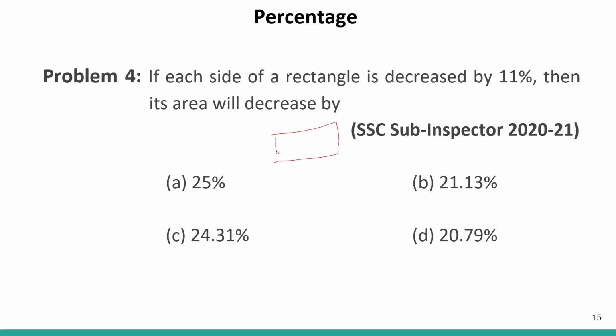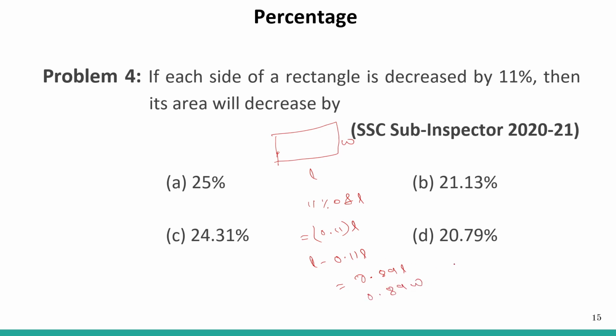Okay, each side of the rectangle is decreased by 11%. So if the length was earlier L and the width was W, then we decreased it. So 11% of L is equal to 0.11 L, right? So L minus 0.11 L is equal to 0.89 L. Okay, and the same goes for the width, so it will be 0.89 W.